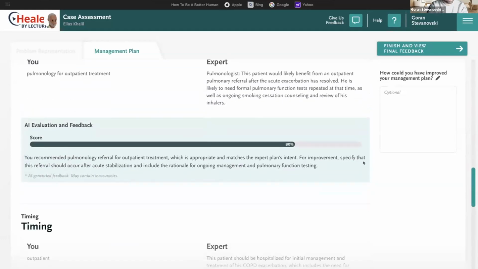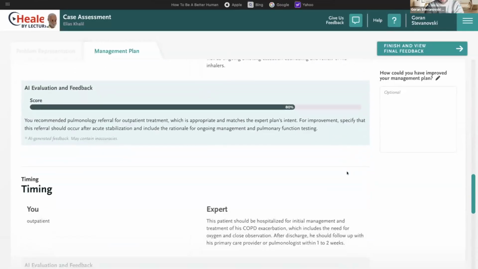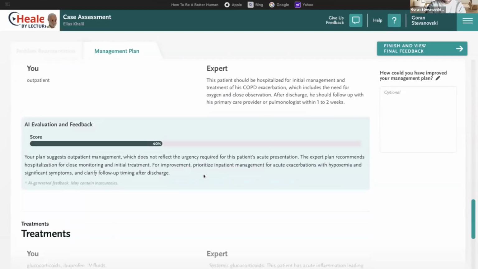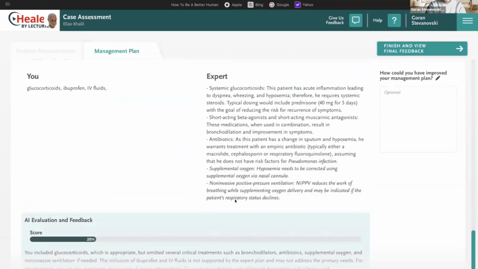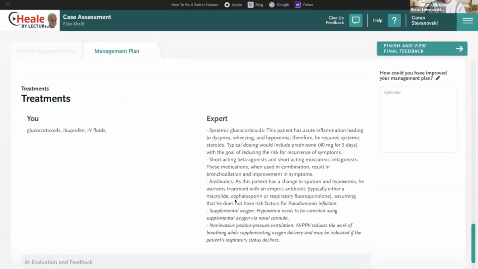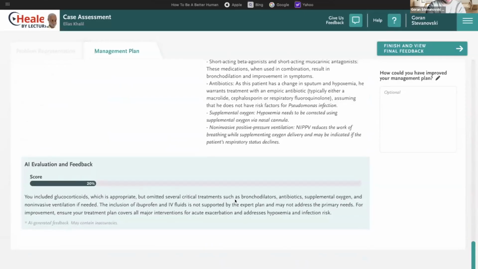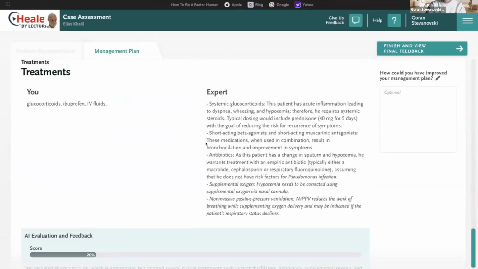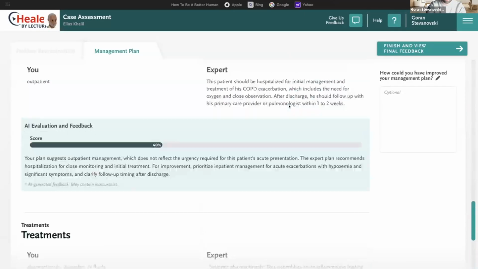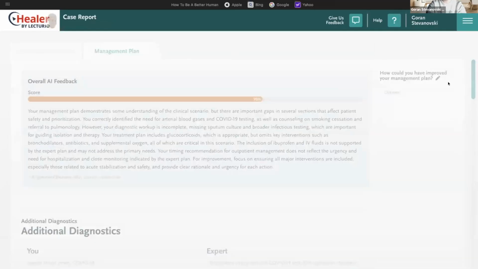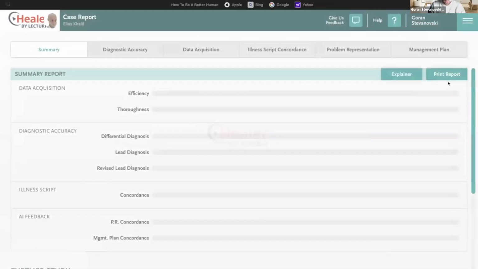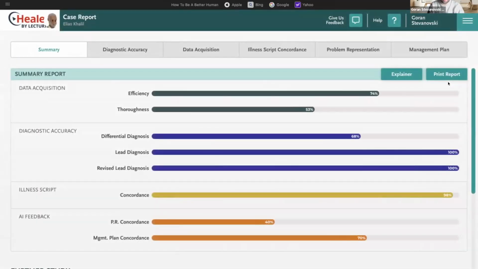So, for improvement, specify that this referral should occur after acute stabilization and include the rationale for ongoing management and pulmonary function testing, right? We have the timing here, and we have treatments that we would give. I said glucocorticoids, they said systemic glucocorticoids, which is good enough, but I didn't write anything else like antibiotics, supplemental oxygen, and everything else. So when we finish this, we can go and review the final feedback in the process.